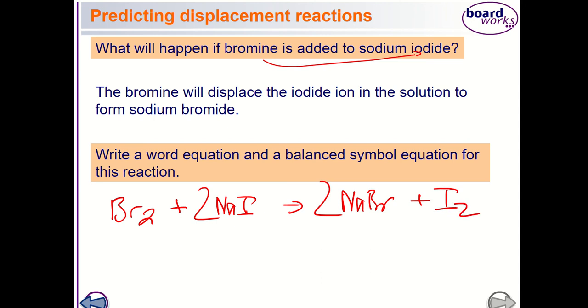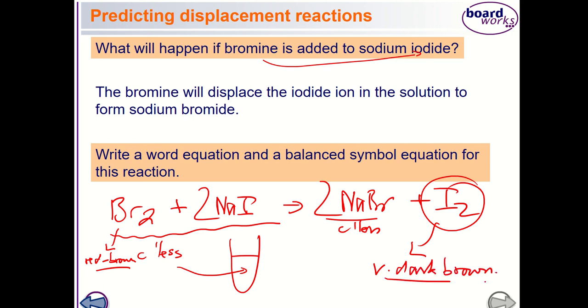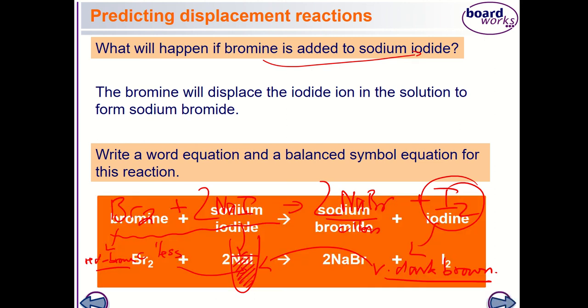Now use that to predict what you might see. We're starting off in the test tube with sodium iodide, which is colorless. We're adding red-brown coloured bromine to it. We're making sodium bromide, which is colourless, but more importantly, we're making iodine, which is a very dark brown colour. That very dark brown colour is what you will see in the test tube, and that's your observation. The solution went from colourless to very dark brown because of the iodine that is made in there.